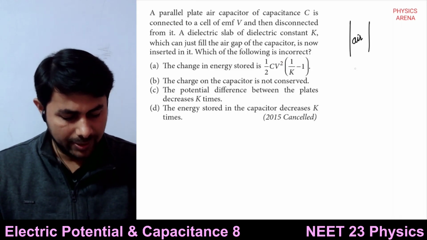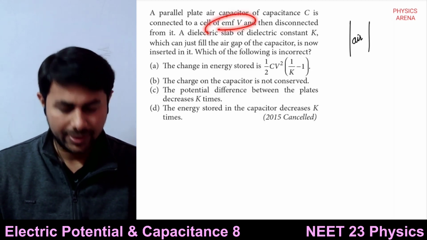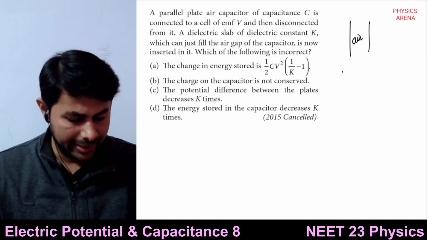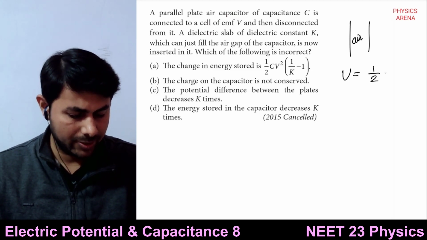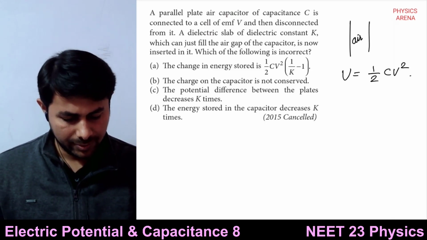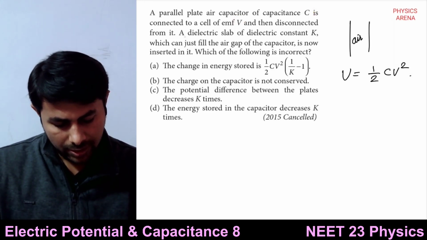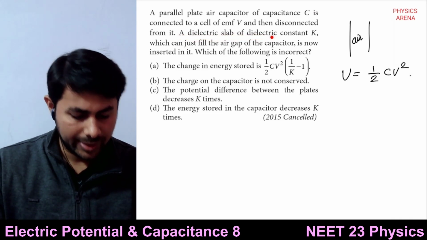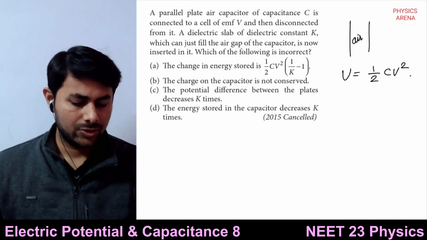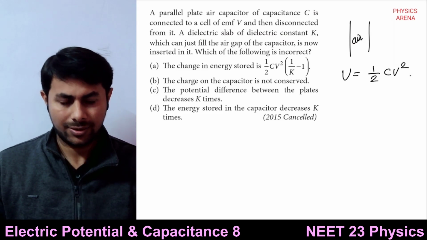So what will happen? It will get charged when you connect it to a battery of potential difference V, and its energy is equal to half of CV square, right? Now C is given, V is given. Now a dielectric slab of dielectric constant K is inserted. So now what will happen? Now the capacitance is changing.